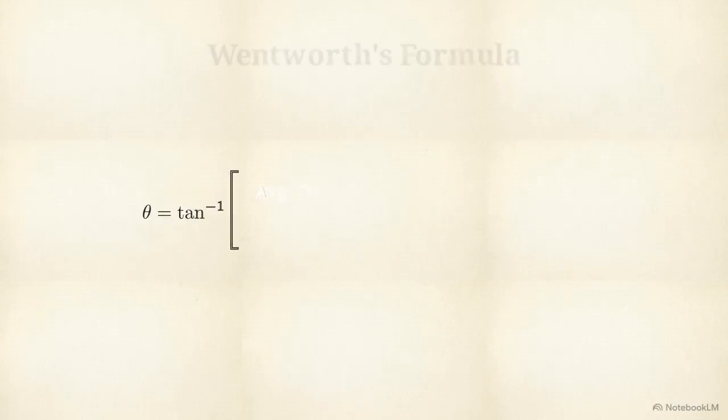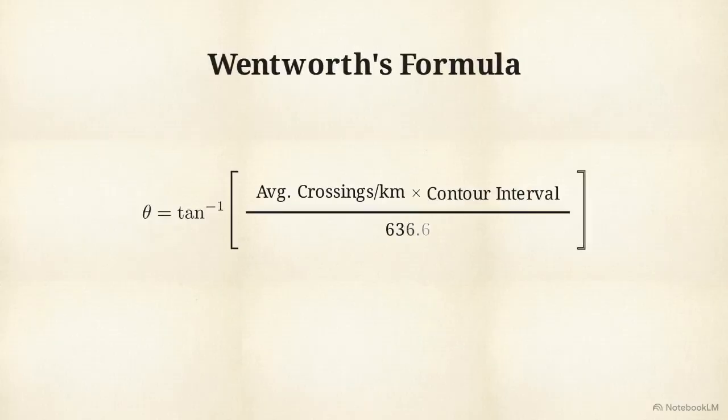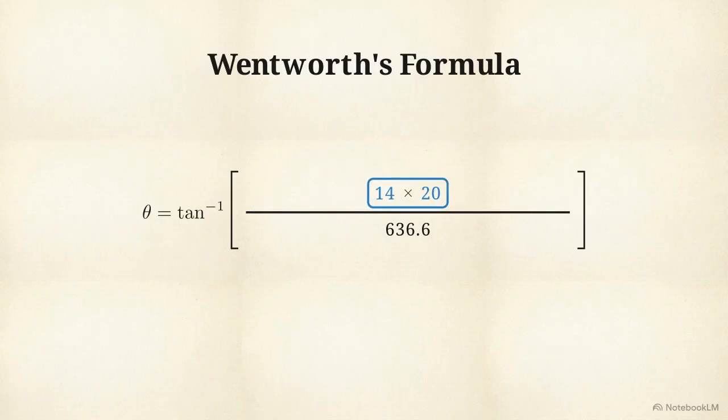Now we use Wentworth's formula to convert that raw count into a degree of slope. First, multiply your average crossings by the contour interval used on your map. Using our average of 14 and a 20-meter interval gives the numerator. For the denominator, use the constant 636.6, required for metric grids to ensure accuracy.